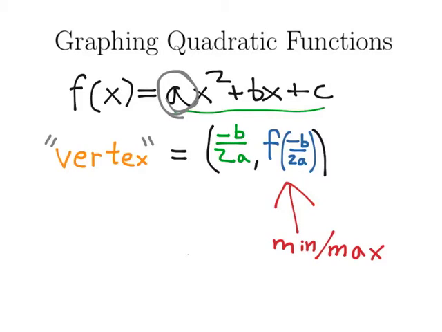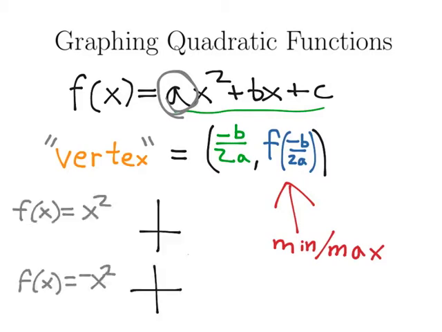Let's look at the case of my examples from earlier in this lesson. If f of x was just x squared, in other words, a is 1, b is 0, and c is 0, we knew it pointed up. And if f of x was negative x squared, that means a is negative 1, b is 0, and c is 0, and that pointed down. This gives us a hint at what significance a has on whether the quadratic has a maximum or a minimum.